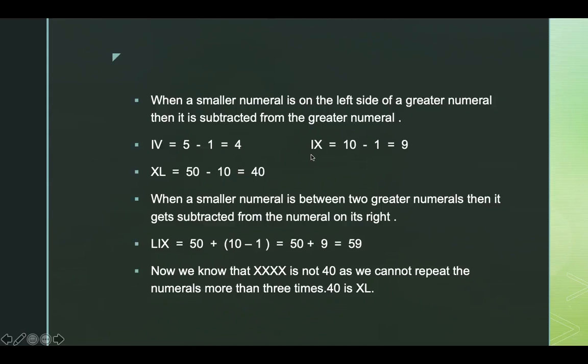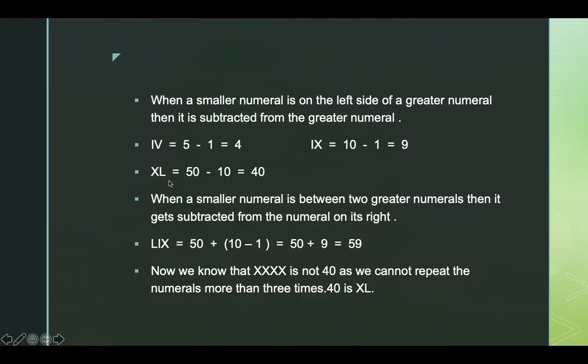Next example is IX. Again the smaller numeral is written on the left hand side of the greater numeral. So we subtract 1 from 10. 10 minus 1 is 9. So this is the Roman numeral for 9. So the value of this Roman numeral is 9.